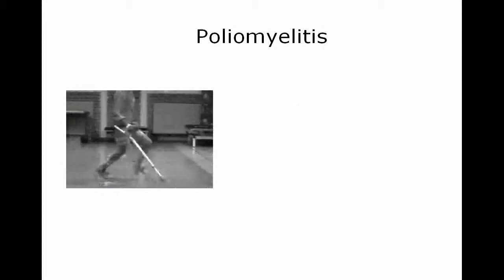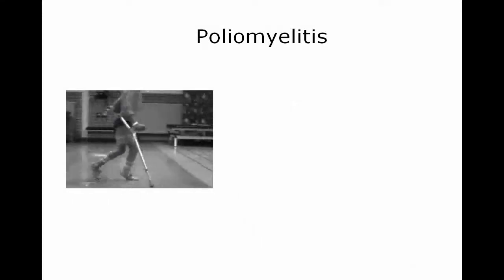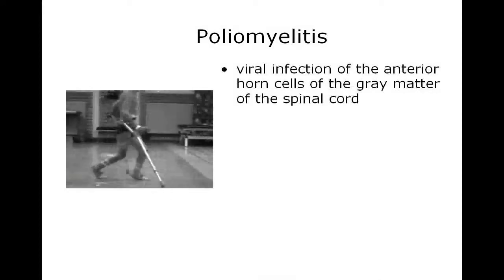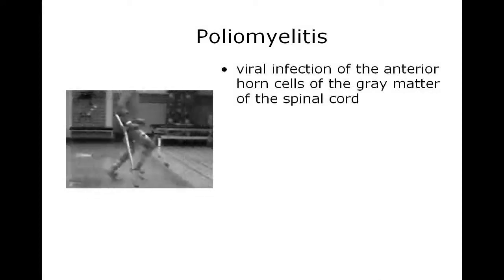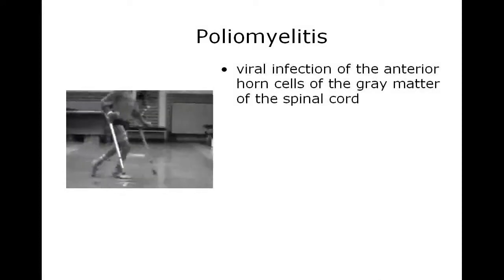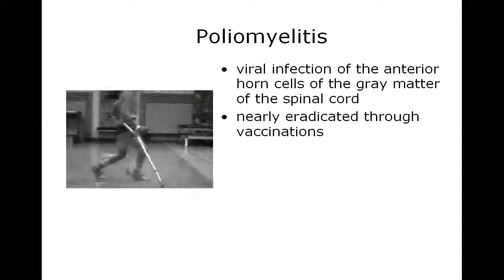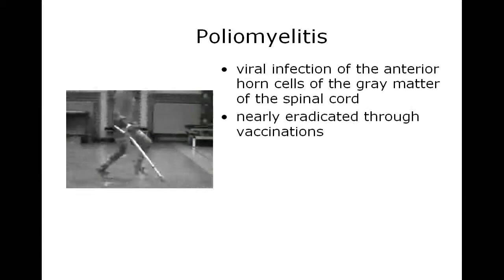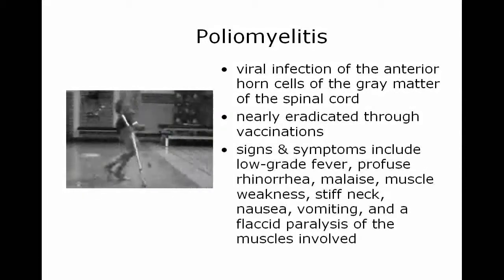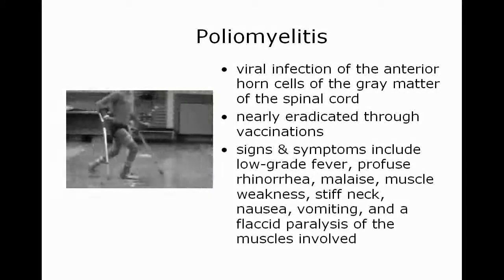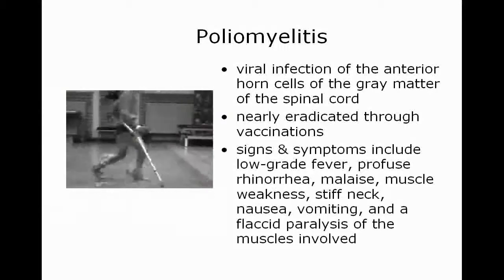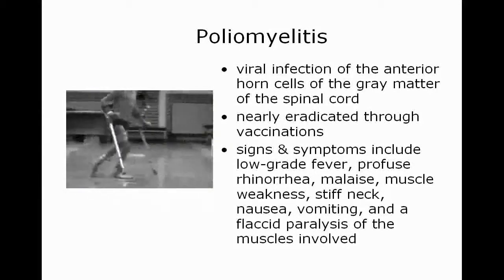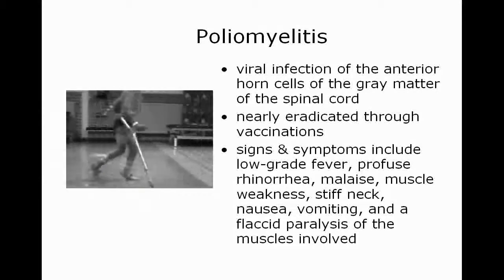The video showing here is showing someone walking with braces on their legs and assistance because of poliomyelitis, the long-term effects of polio. When a person has poliomyelitis, there's inflammation of the gray matter of the spinal cord. It's a viral infection, and thank goodness, in the United States anyway, poliomyelitis has nearly been eradicated through vaccinations. It's so important to continue to have children vaccinated against polio.